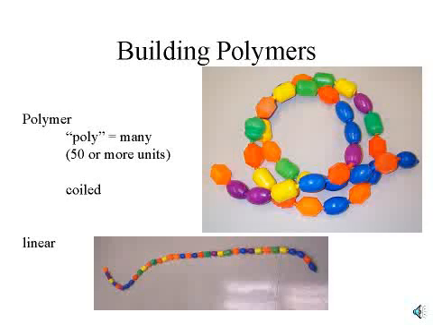This process continues until we have a polymer, where we have 50 or more units. And here, with our toy model, we can see all of these different units linked together, and they can either coil up, or if they don't coil up, they could form a long string.